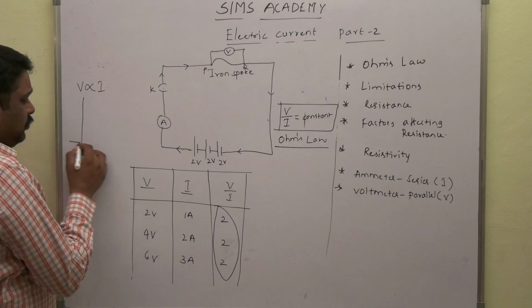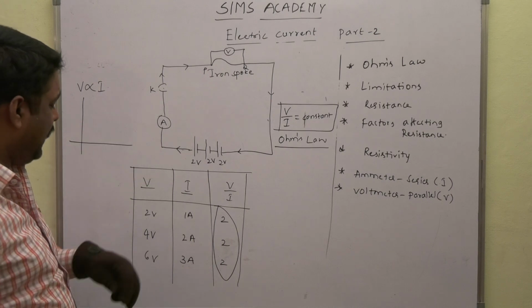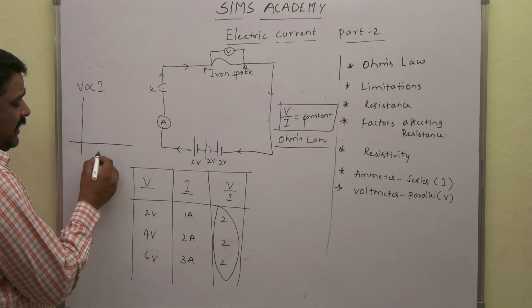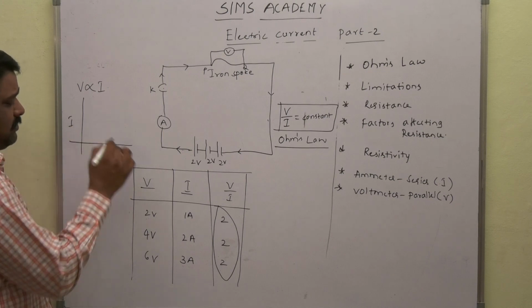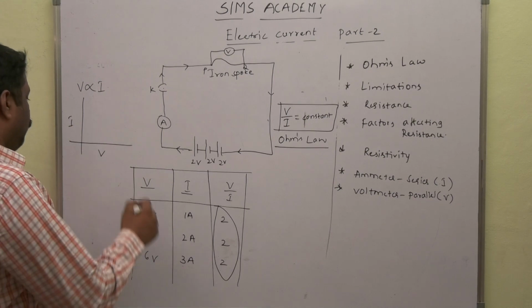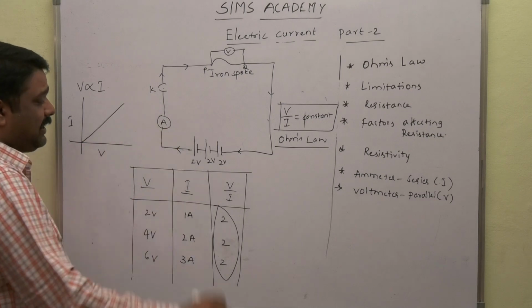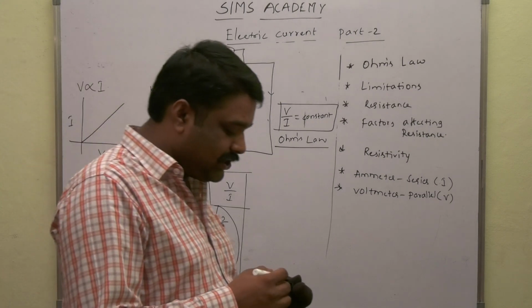Now I'll draw the graph. If I draw the graph by taking voltage V on the x-axis and the current I on the y-axis, I'll get a straight line that passes through the origin.